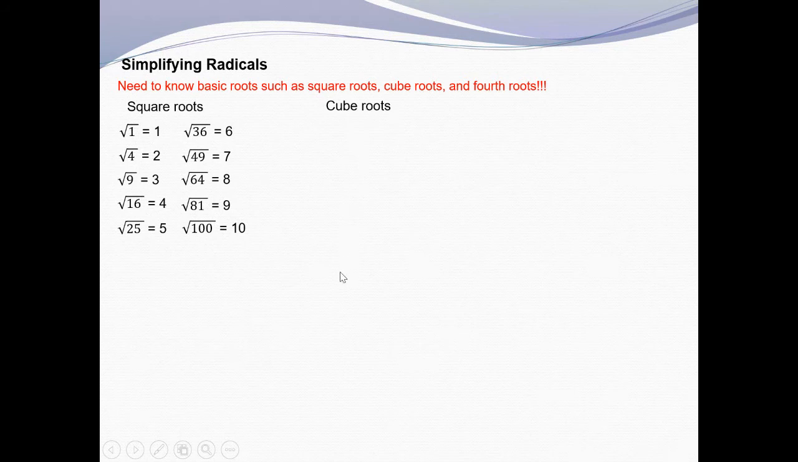These are the cube roots that you should know, at least up to this point. The cube root of 1 is equal to 1. The cube root of 8 is 2. The cube root of 27 is 3. And the cube root of 64 is 4. And the cube root of 125 is 5. At least know all the way to 5 here.